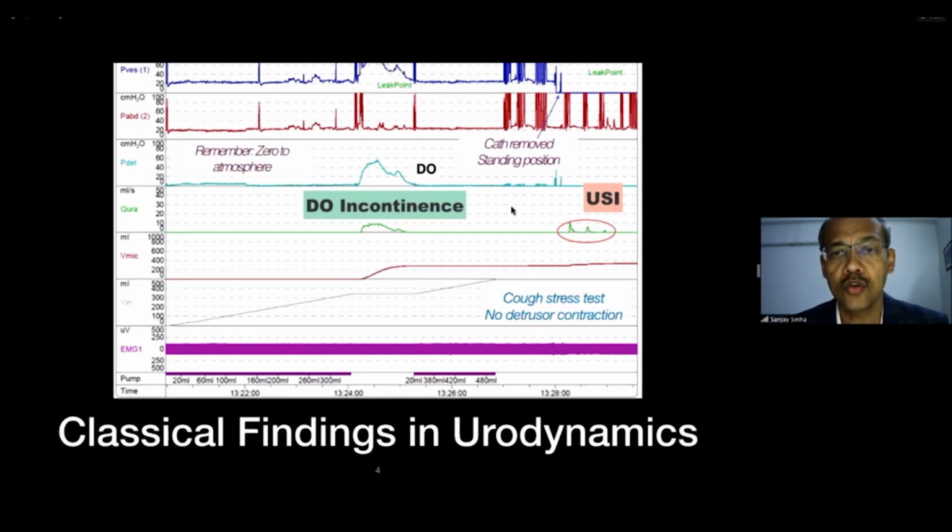Remember, you must zero your transducers during the test to the atmosphere, not to the patient. Now, you might ask, how does it matter? Because ultimately, P det is the subtracted value. But if you are looking at the leak point pressure, your leak point pressure will be underestimated if you have not zeroed to the atmosphere. So remember, zeroing of the transducers has to be to the atmosphere. So when you start the trace, the test, there will be some finite value of P abdomen and P vesicle, and they should subtract well on the P det line.